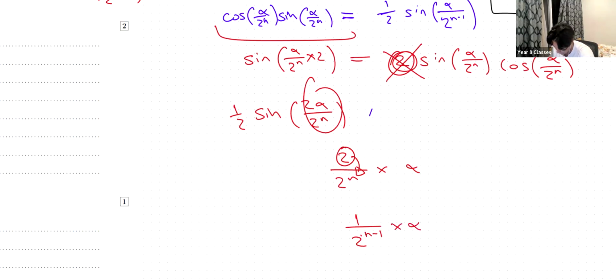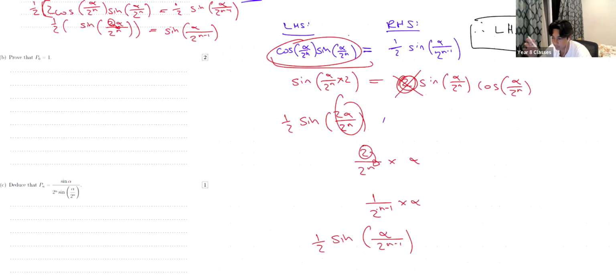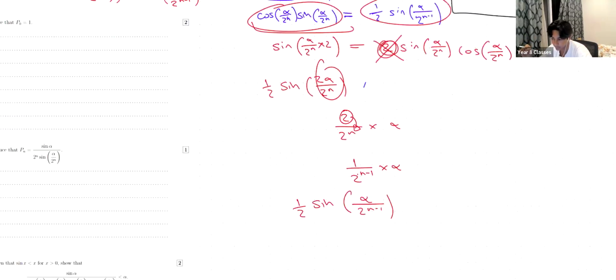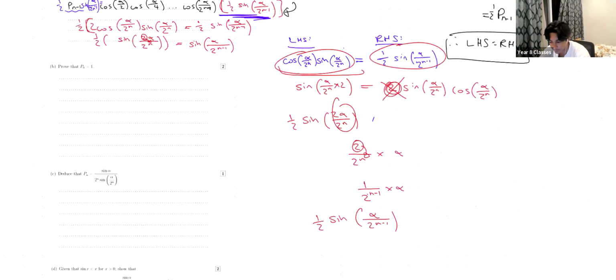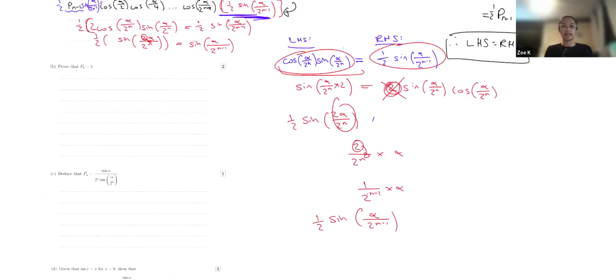Okay, yep. And so then that leaves me with a half sine alpha on 2n minus 1 from this. And that's the same as my right-hand side. So I've basically proved the two things that look different are the same. Therefore, the whole thing is the same. Yeah? Yeah, that makes sense.